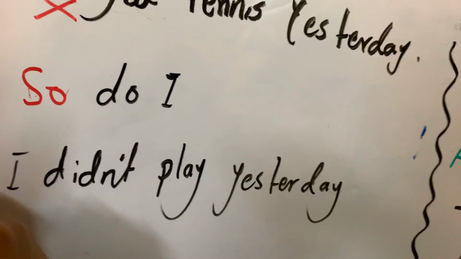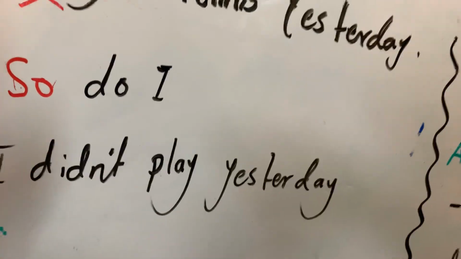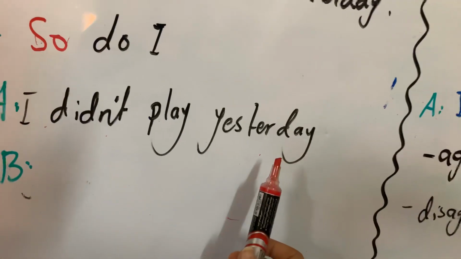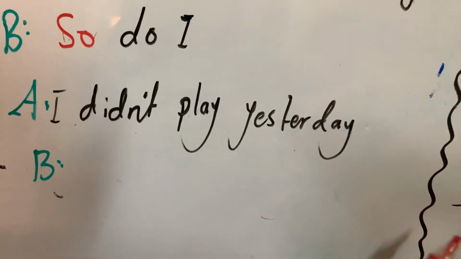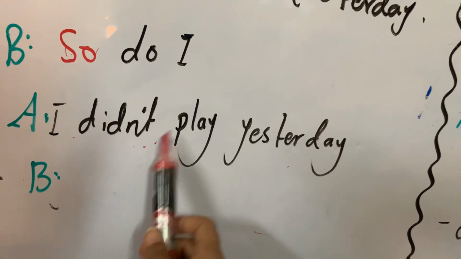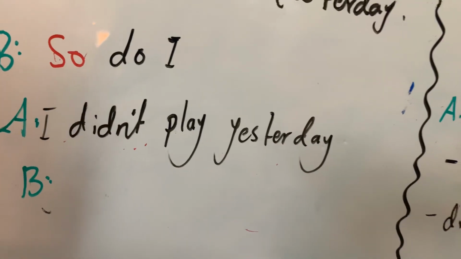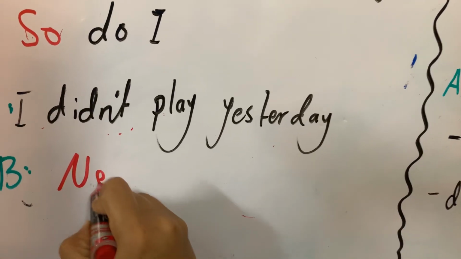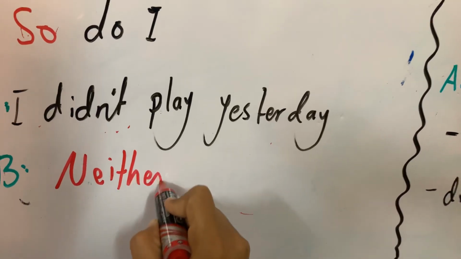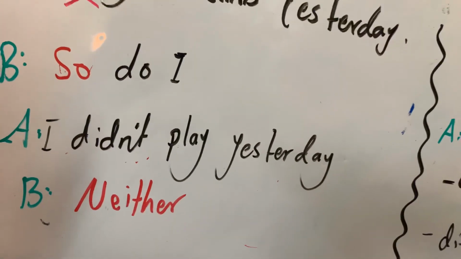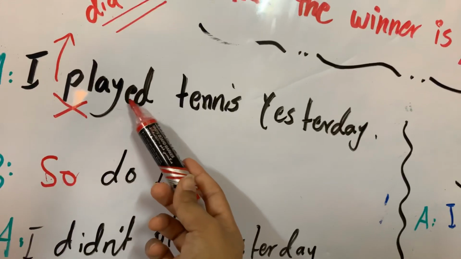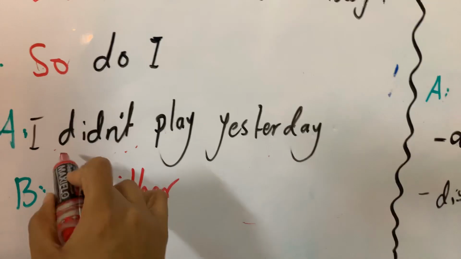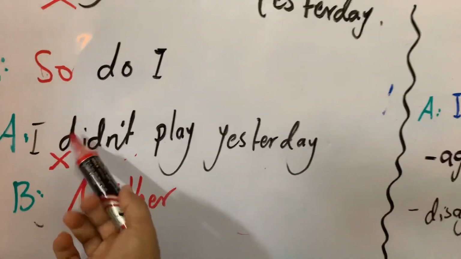Okay, when I say "I didn't play yesterday." This is person A and this is person B. So when person A says, "I didn't play yesterday," the sentence is affirmative. Sorry, negative. "I didn't play yesterday." How can I deal with this sentence? Neither. Why "neither"? Because it's negative. Here is past but affirmative. Here is past but negative.